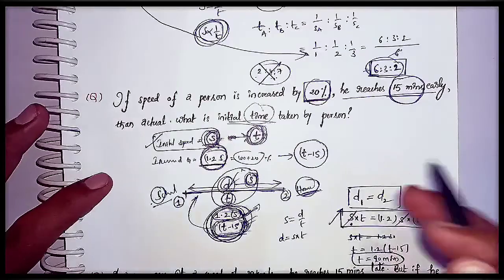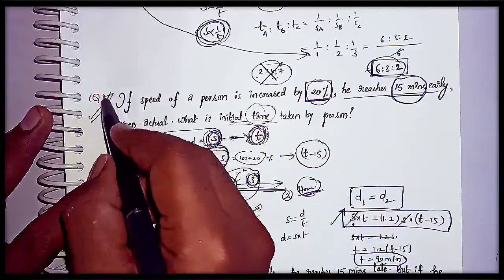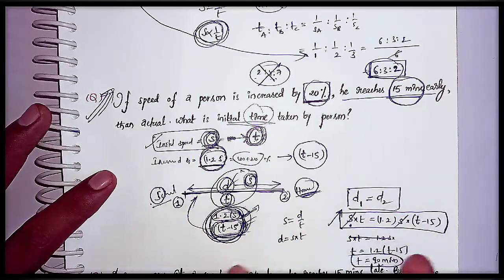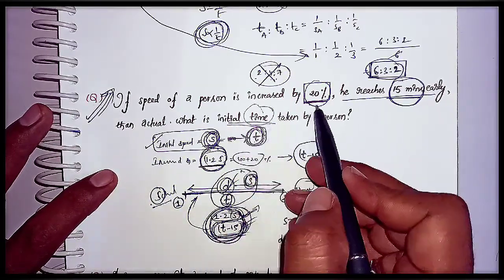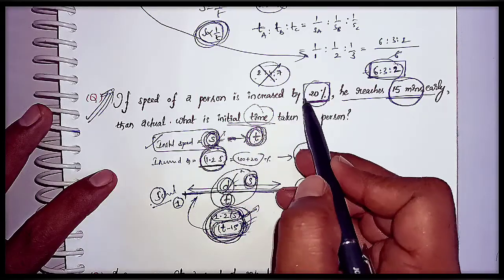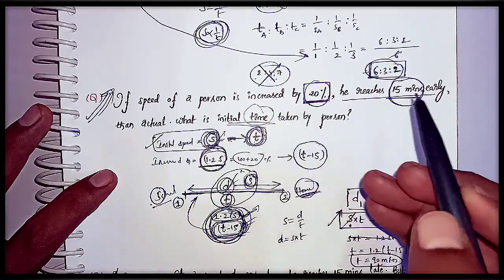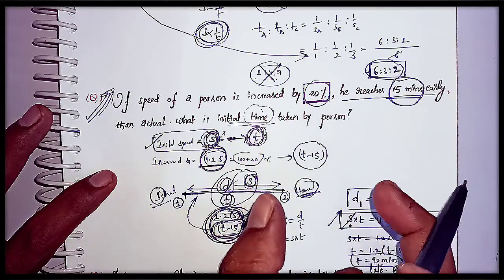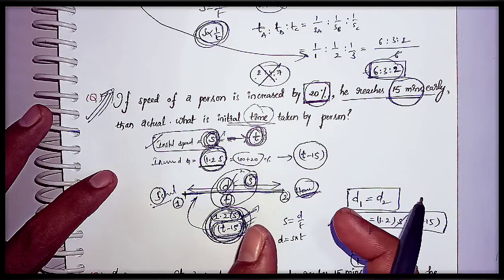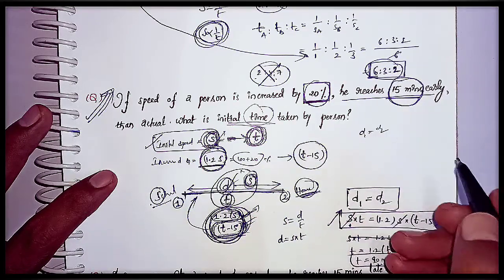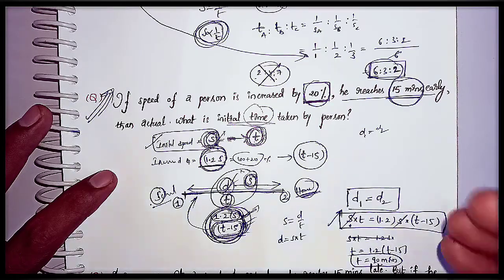Now here, for this type of question, you should remember the concept. He is covering the same distance, and initially he has a speed s, and after some time he is increasing his speed and covering the same distance. Whenever he is covering the same distance with different parameters of speed or time, what you have to do is equate d1 and d2. That's it.